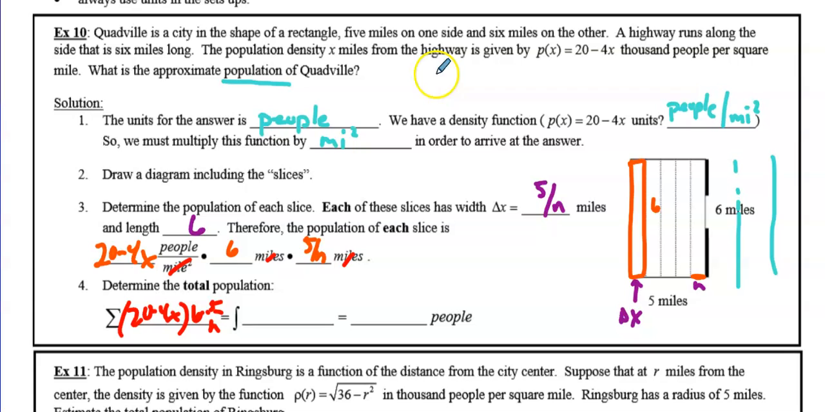But you guys have learned before, as we've always moved from a sigma notation to an integral, I'm simply going to multiply 6 times the 20 minus 4x. And we've already said that this 5 over n is represented by dx. So this is simply going to be dx. And so we're just going to integrate 6 times 20 minus 4x times dx.